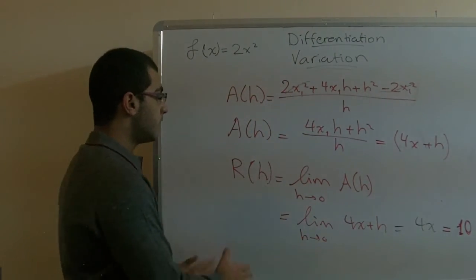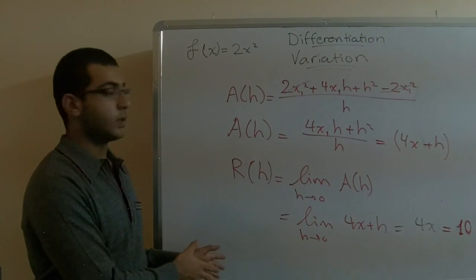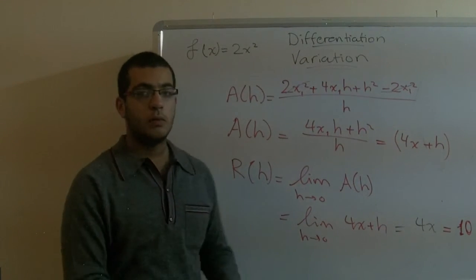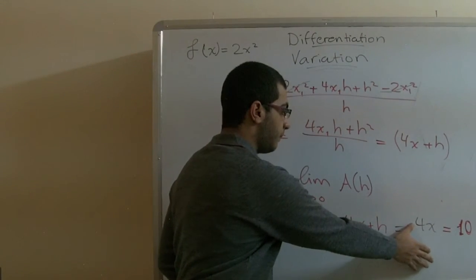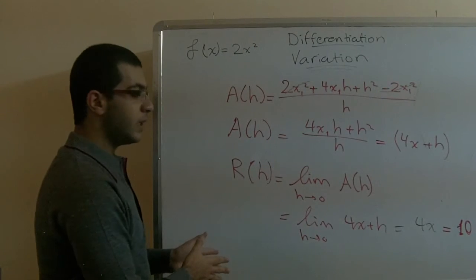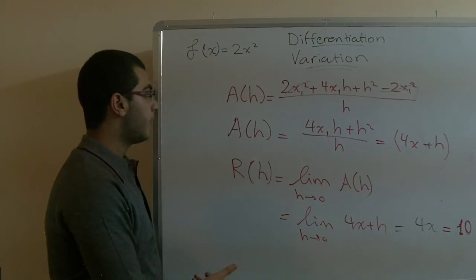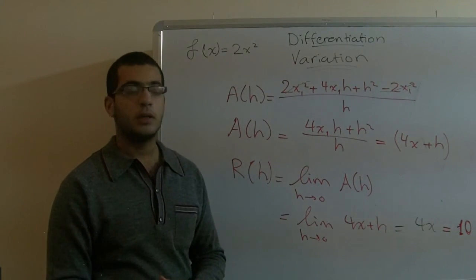So this is how we use the variation function when we want to obtain the value of something where x is in a variable form, so we have x2 and x1.